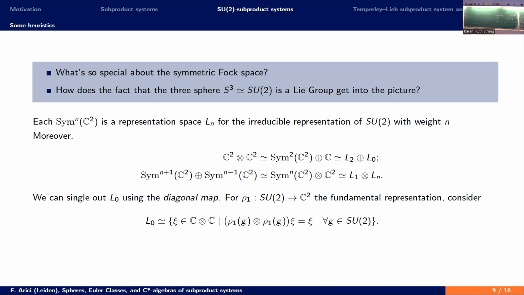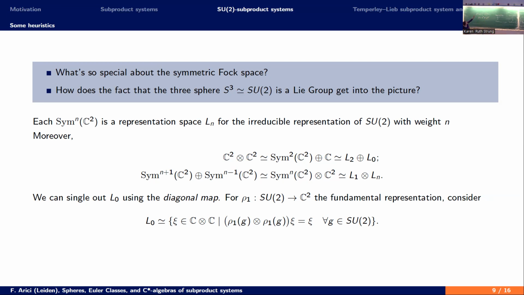And of course, there are the fusion rules for the representation of SU2 that tell you that L1 tensor Ln is Ln minus 1 plus Ln plus 1. And all this can be restated, and this is just known facts, by saying that if you look at the fundamental representation of SU2, then this copy of the trivial representation is the element xi in C2 tensor C2.